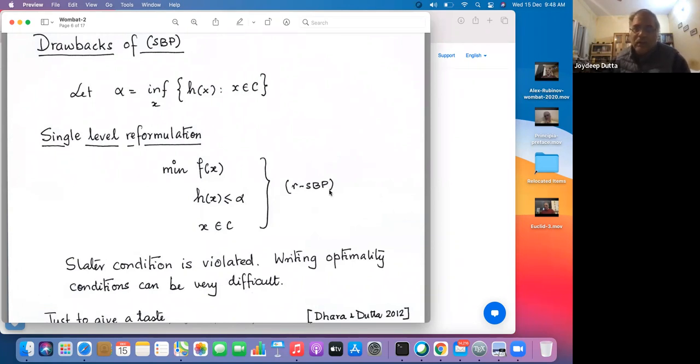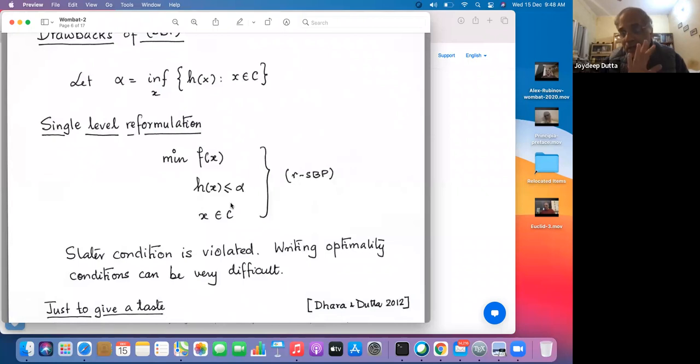Because obviously they cannot have H(x) set strictly less than alpha, then alpha cannot be the minimum. So the Slater condition is violated. This is a very, very important thing, because here what happens, the Slater condition is violated means what? The MFCQ is violated, because for a convex problem, Slater and MFCQ are the same thing.